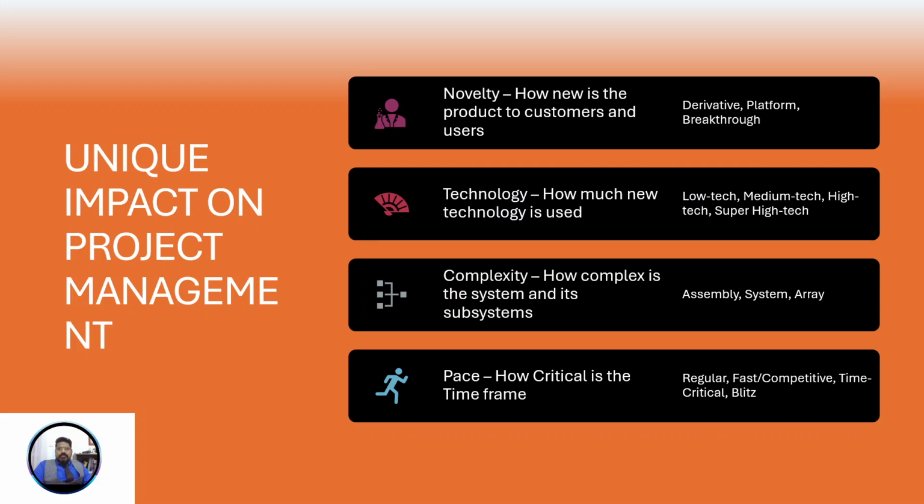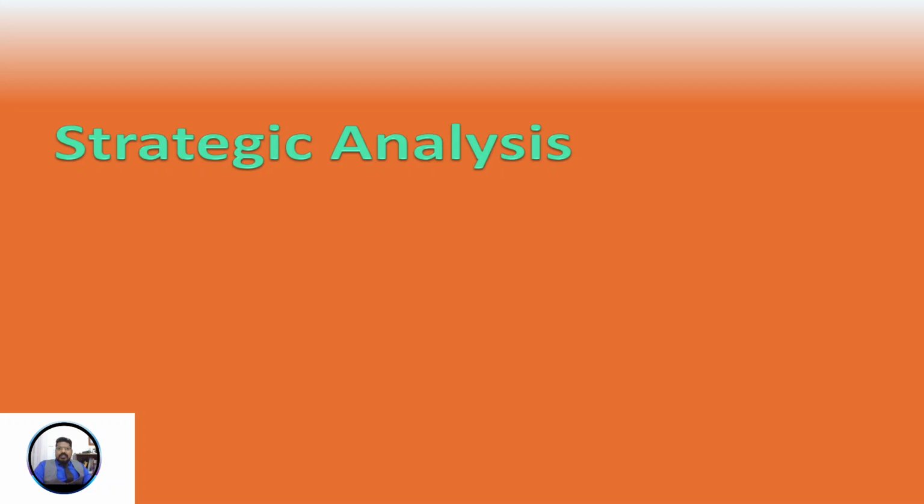Analyzing projects, we have newness, we have technology, we have complexity, we have pace. So these are four factors based on which you define the impact on project management. How new is the project? Whether it has been done prior or not, for example moon landing, first timers. Technology: how much new technology is used. Complexity: how small, big, or complex it is. For example, laying of fiber cable across continents is highly complex. Then pace is how critical the time frame is. These factors are extremely important.